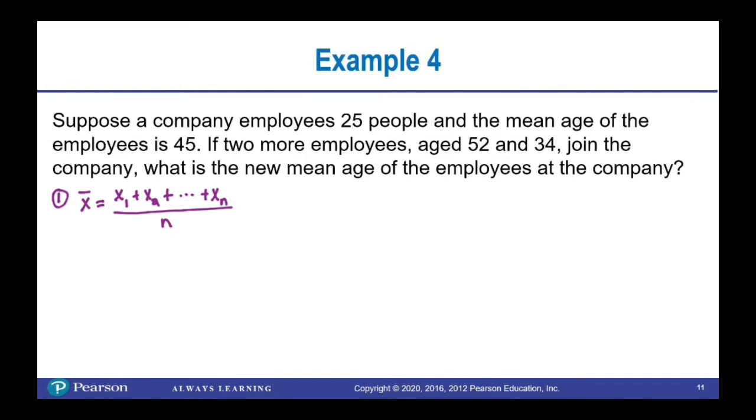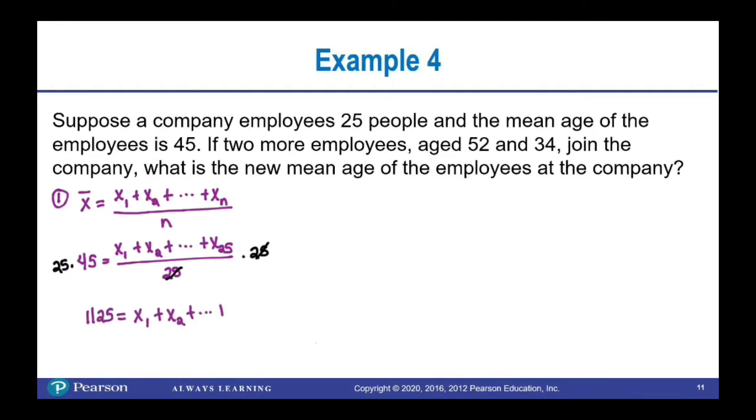To find our mean, we add all our values together and divide by how many values we have. We know that the mean of the first 25 employees is 45. So notice I added x1 plus x2 plus all the way to the 25th employee, and I divided by 25. Multiply both sides by 25 to get rid of that fraction. And the sum of the ages of the first 25 employees is 1,125.